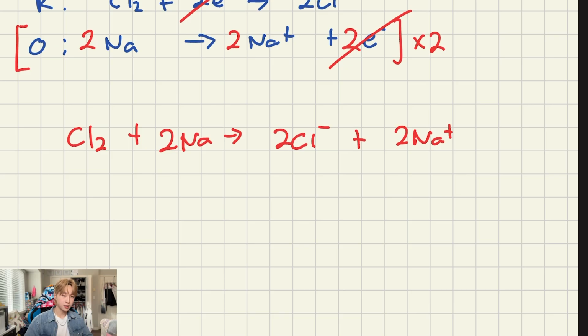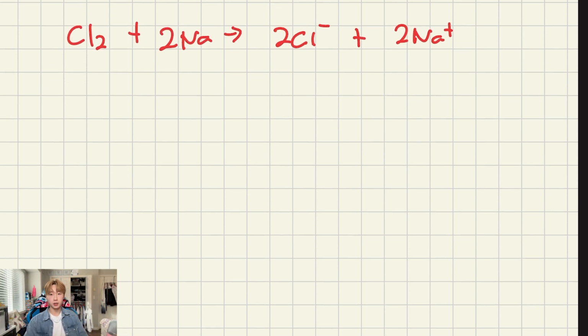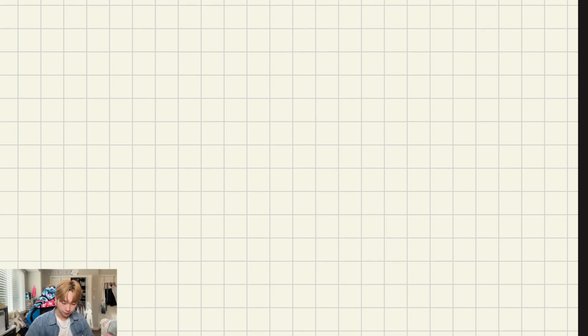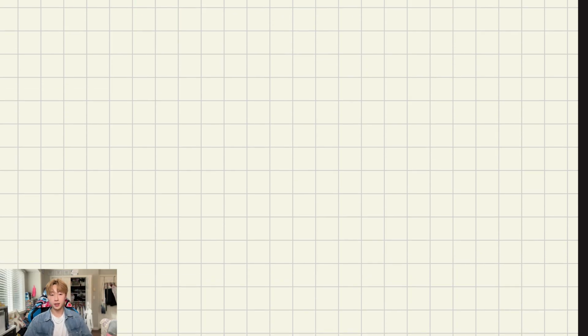Next is the oxidation number method. And before we can do that, we have to learn what oxidation numbers are. What it is, it's kind of like an imaginary charge if we pretended that some particles were actually ions. So it's an imaginary number, but it's going to be important.